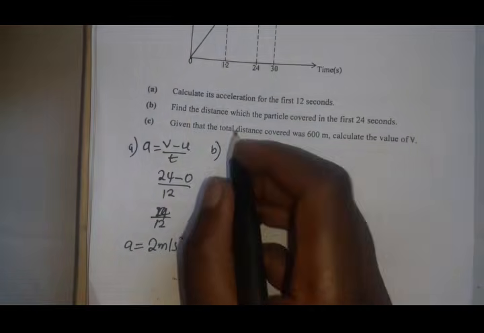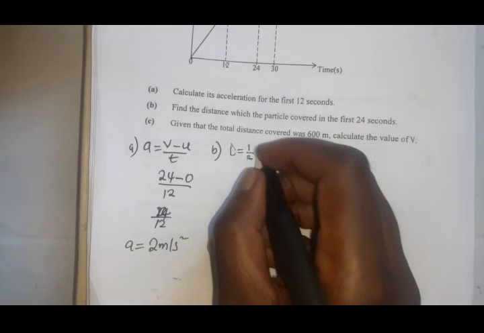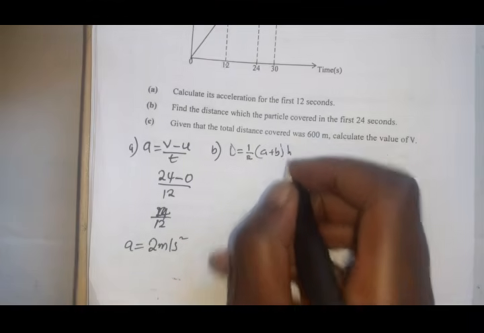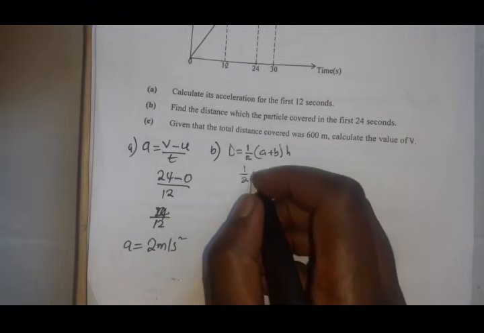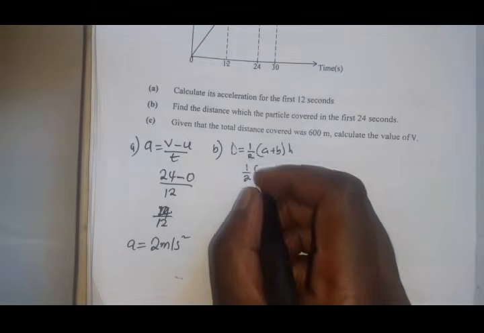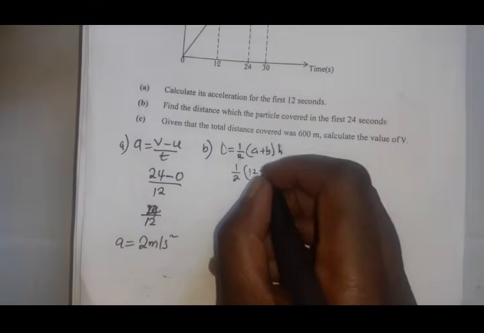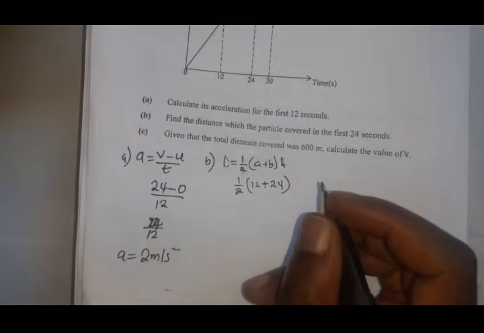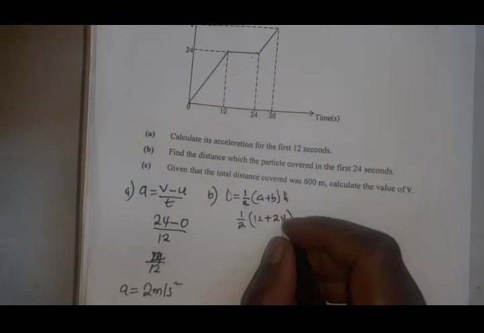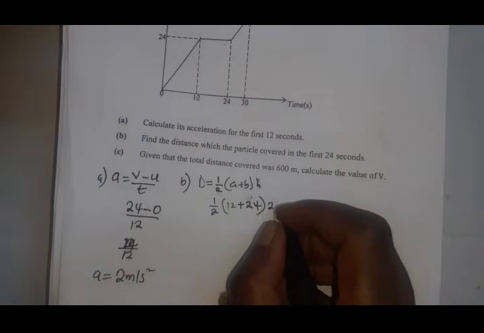So we take this as a trapezium, where the distance is equal to one over two times (a plus b) times the height. These two parallel sides here: the shorter one is 12, from this point up to this one, and the longer side is 24. So we have 12 plus 24, and the height is also 24.